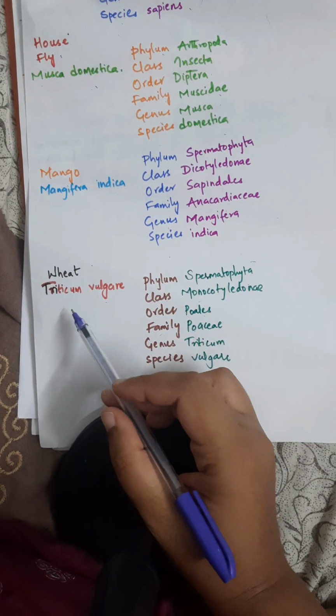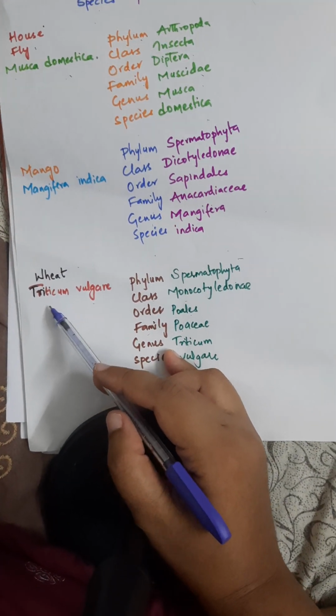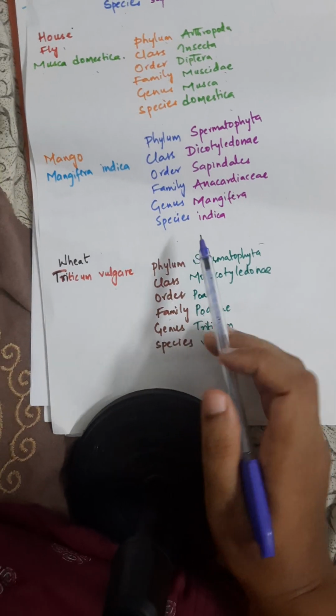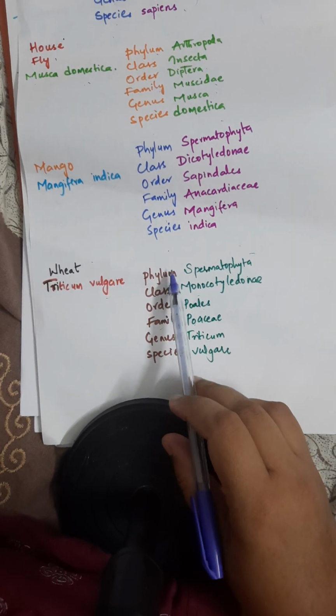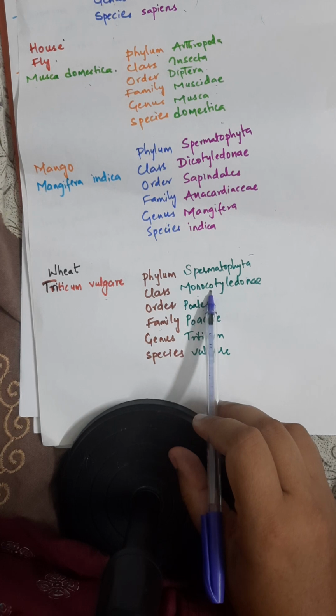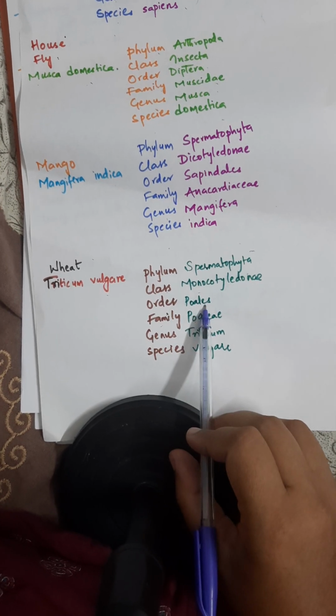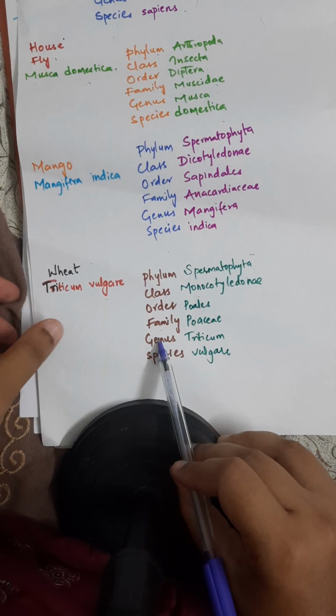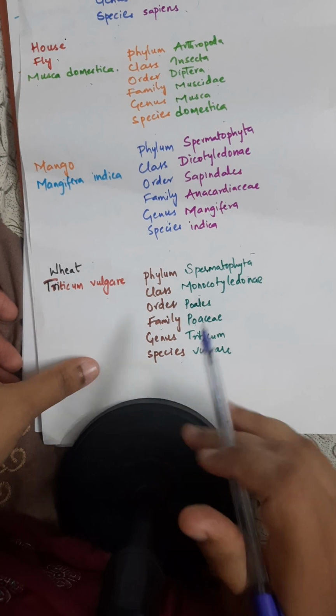Then coming to the wheat. The scientific name of wheat is Triticum vulgare. Coming to the classification: phylum Spermatophyta, class Monocotyledonae, order Poales, family Poaceae, genus Triticum, species is vulgare.